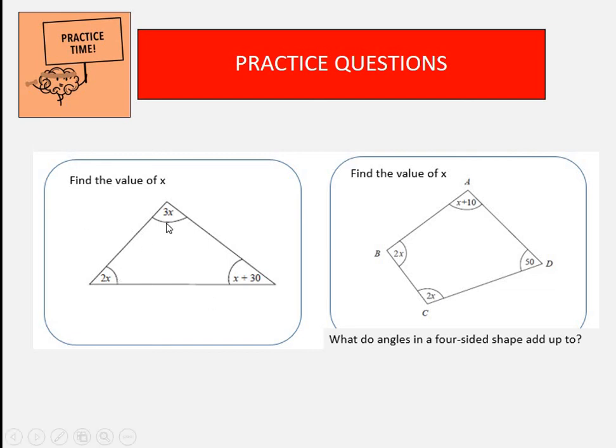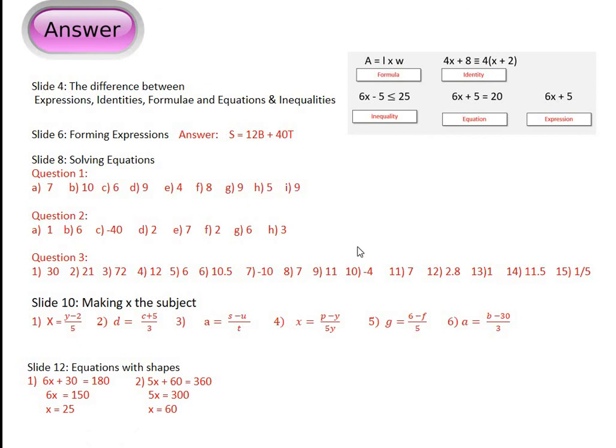A similar thing with the triangle, 180 degrees, so forming an equation, I can see that 6x plus 30 is 180. I could then try and solve that to find the value of x. And on this one, a four-sided shape adds up to 360 degrees, so we would have 5x plus 60 equals 360 degrees. I would then solve that to find the value of x. And here were the answers for those, and then that should lead you nicely into the mathswatch review.